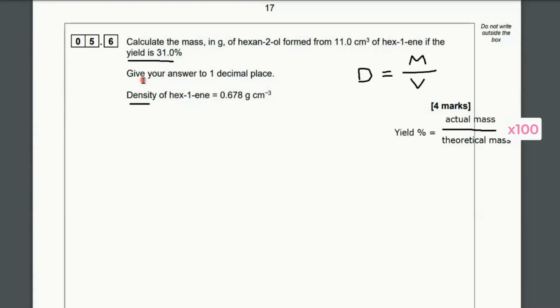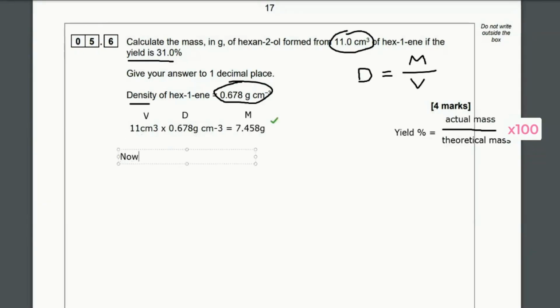So the first thing to do is work out our mass of hex-1-ene that we have. So we're going to use the 11 cm³ and the 0.678 g/cm³, whack it into the density calculation to do density times volume, and that's going to give us the mass of 7.458 grams. Now turn the mass of hex-1-ene into moles. So you're going to use your mole equation, which is mass over Mr equals moles.